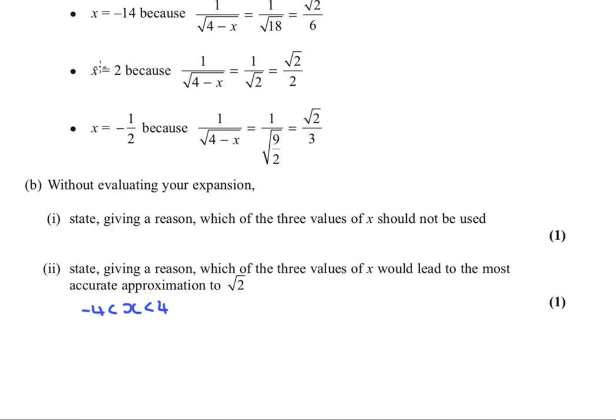Okay, part 2 then says which one will give us the best approximation, and it's going to be the one that's closest to 0. The smaller x is, the quicker the higher powers will reduce to really small negligible values. So the answer is going to be the minus a half will give us the most accurate, since it's closest to 0.